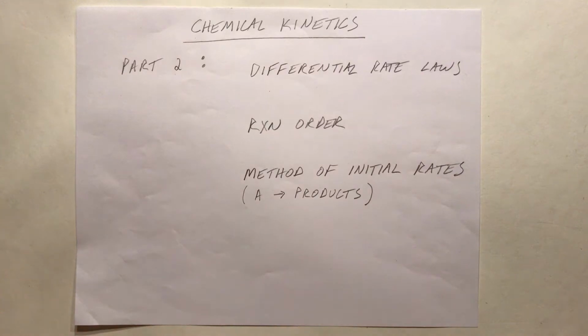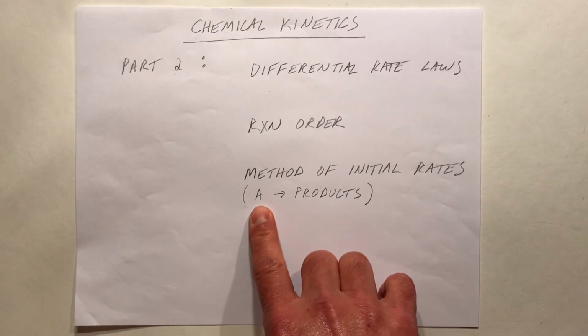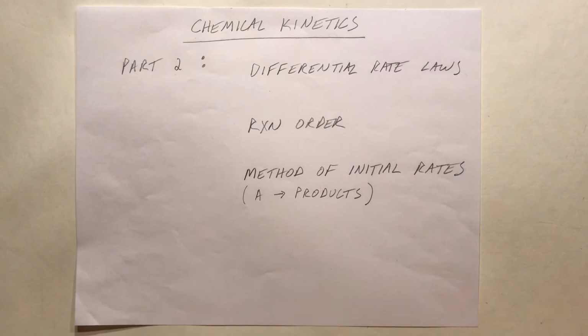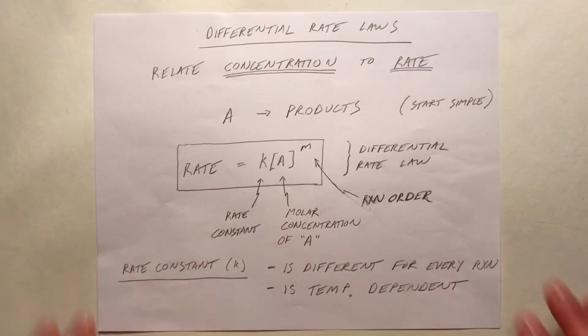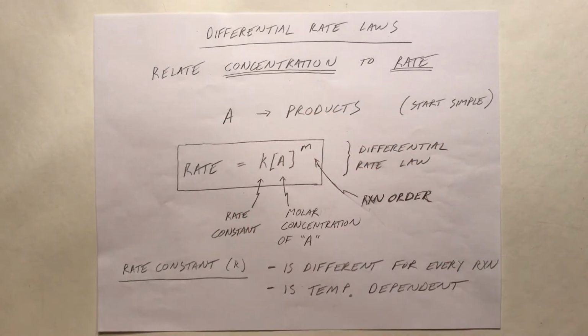Chemical Kinetics, Part 2: Differential Rate Laws, Reaction Order, and using the method of initial rates to determine the reaction order. And we're going to do that for a simple reaction here with the single reactant A forming products. Differential rate laws relate rate to concentration. Let's start simple with a single reactant forming products.